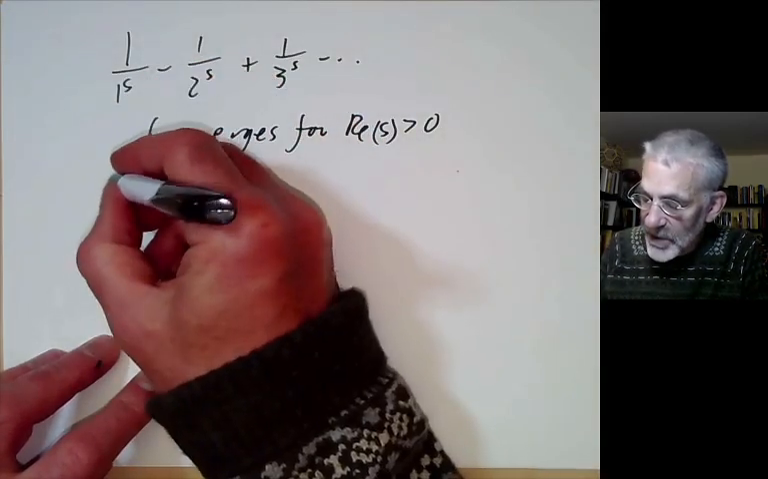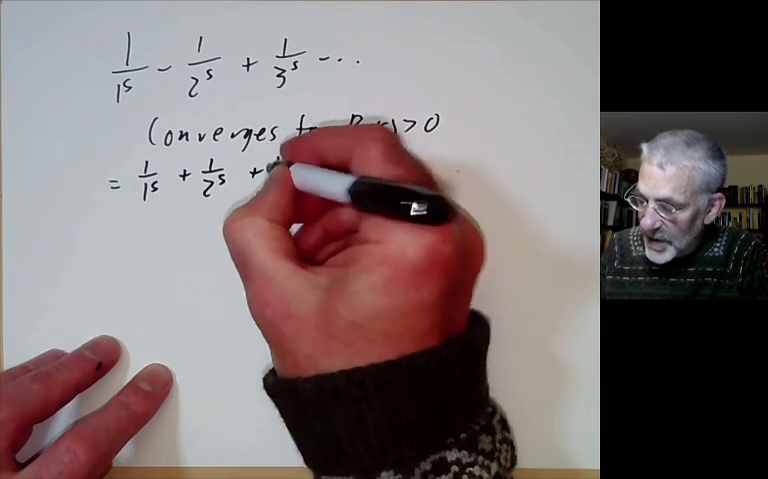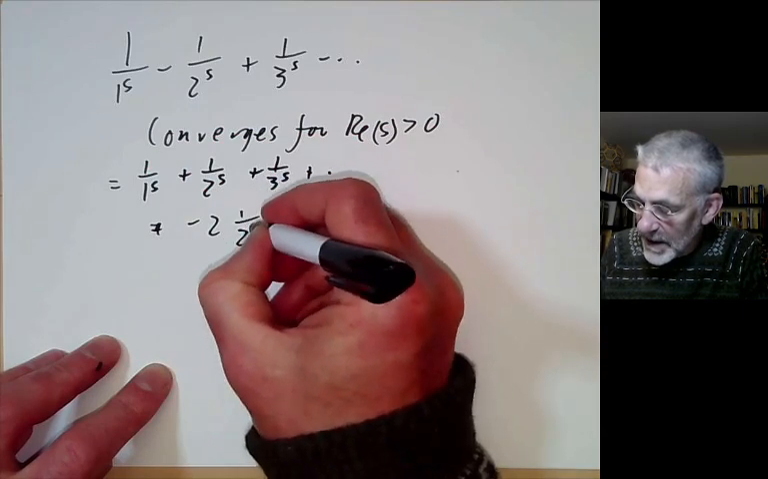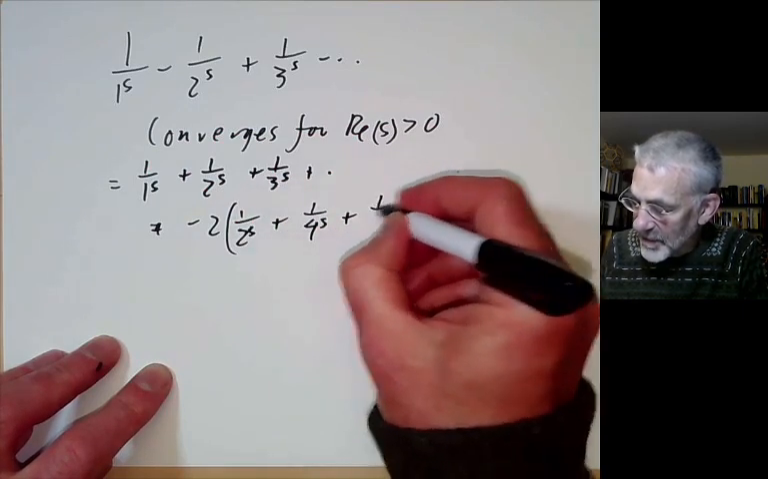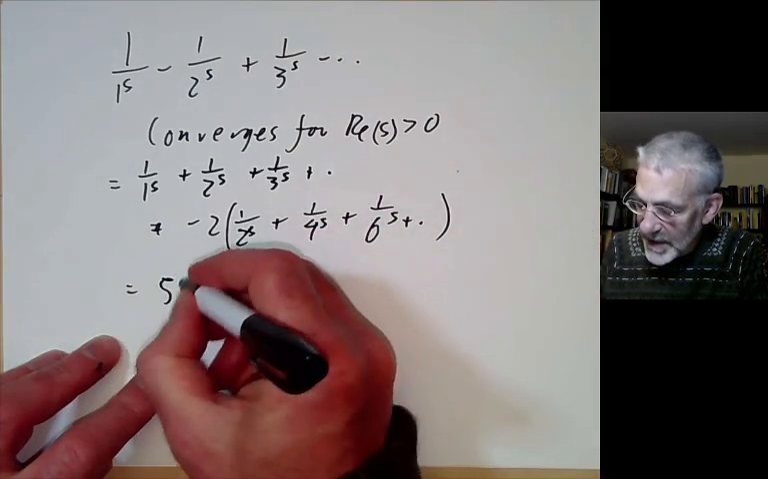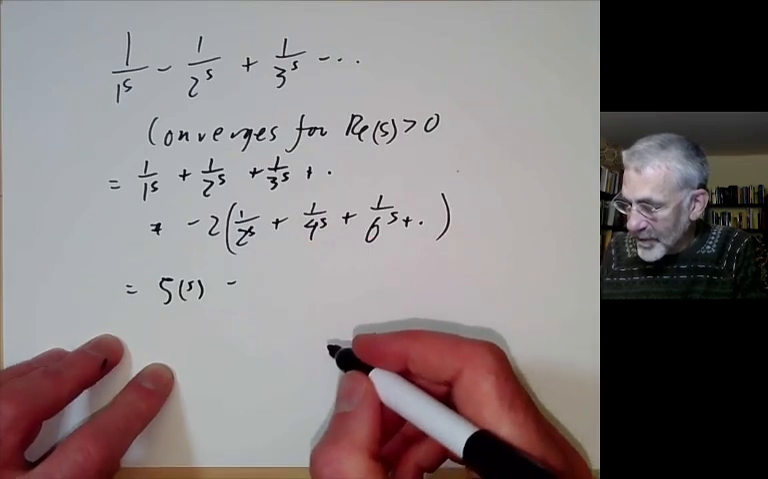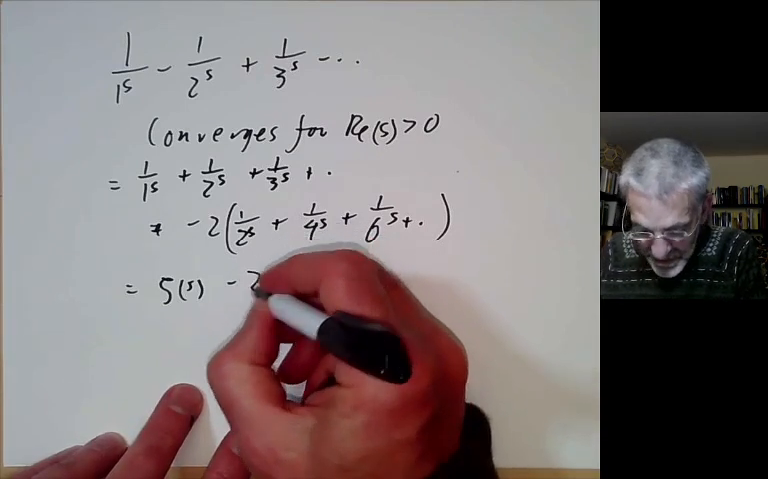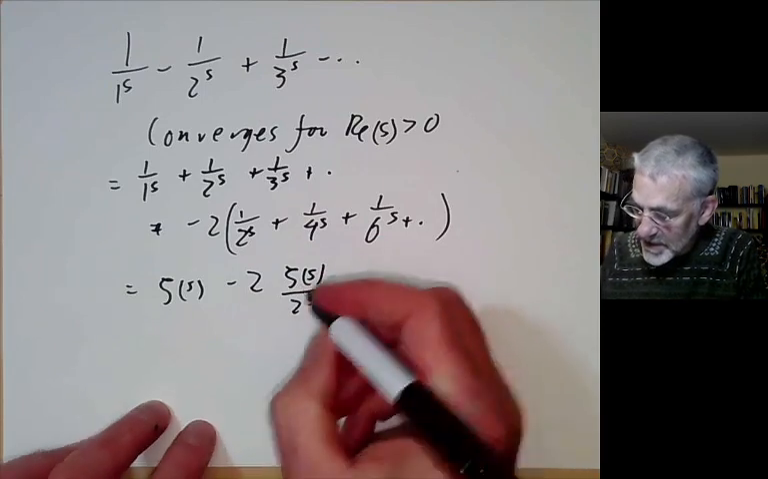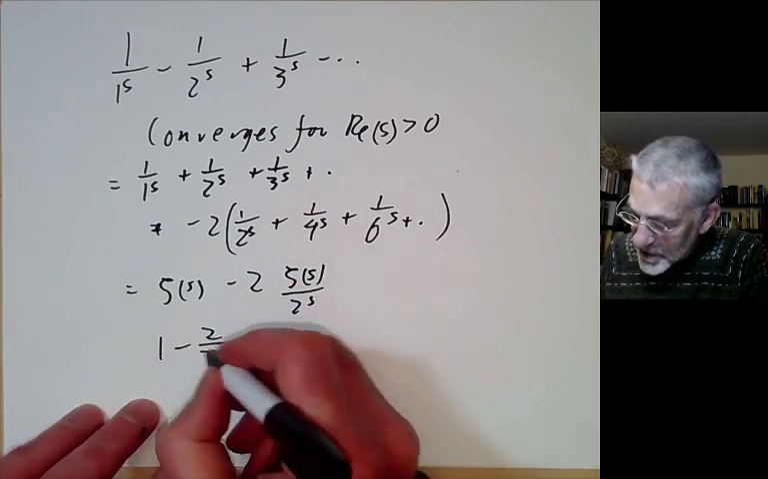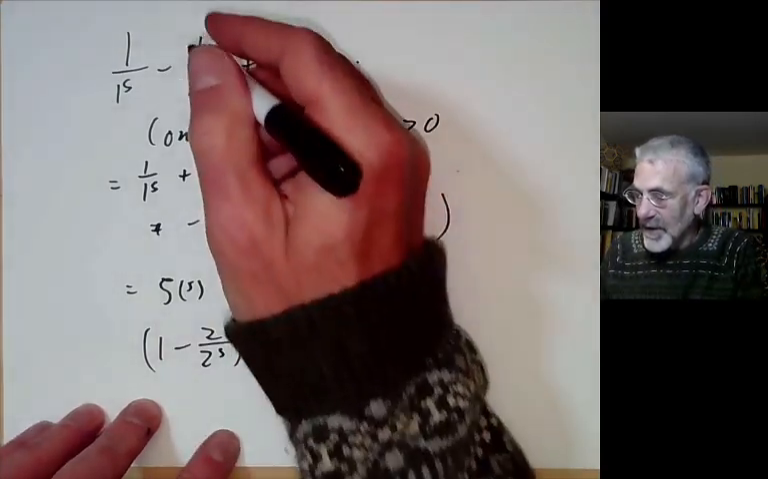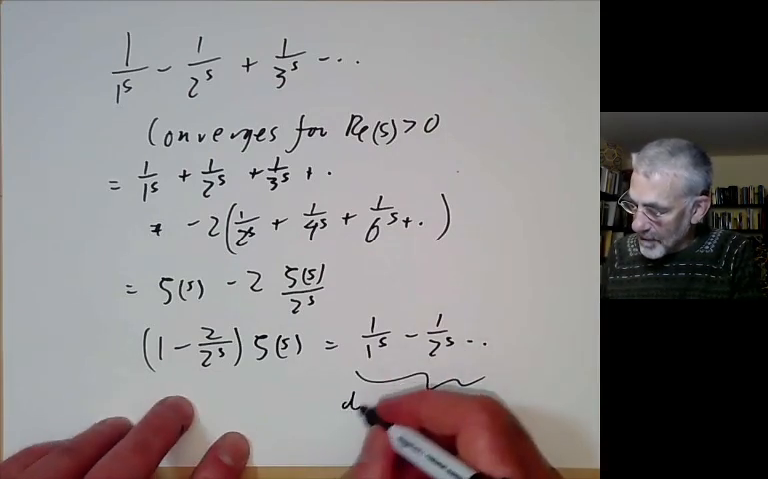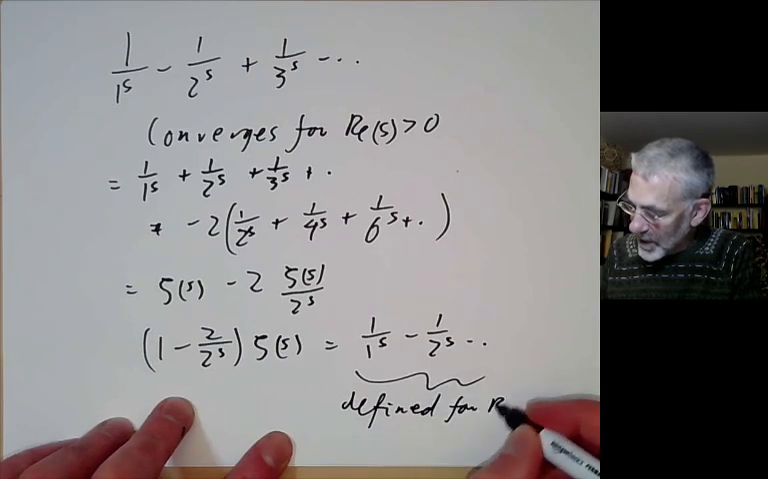And what you notice is that this is equal to 1 over 1 to the s plus 1 over 2 to the s plus 1 over 3 to the s, and so on, minus 2 times 1 over 2 to the s plus 1 over 4 to the s plus 1 over 6 to the s, and so on, which is equal to zeta of s minus 2 zeta of s over 2 to the s. So we find that 1 minus 2 over 2 to the s times zeta of s is given by this series here, 1 over 1 to the s minus 1 over 2 to the s, and so on. So this is defined for the real part of s greater than 0.